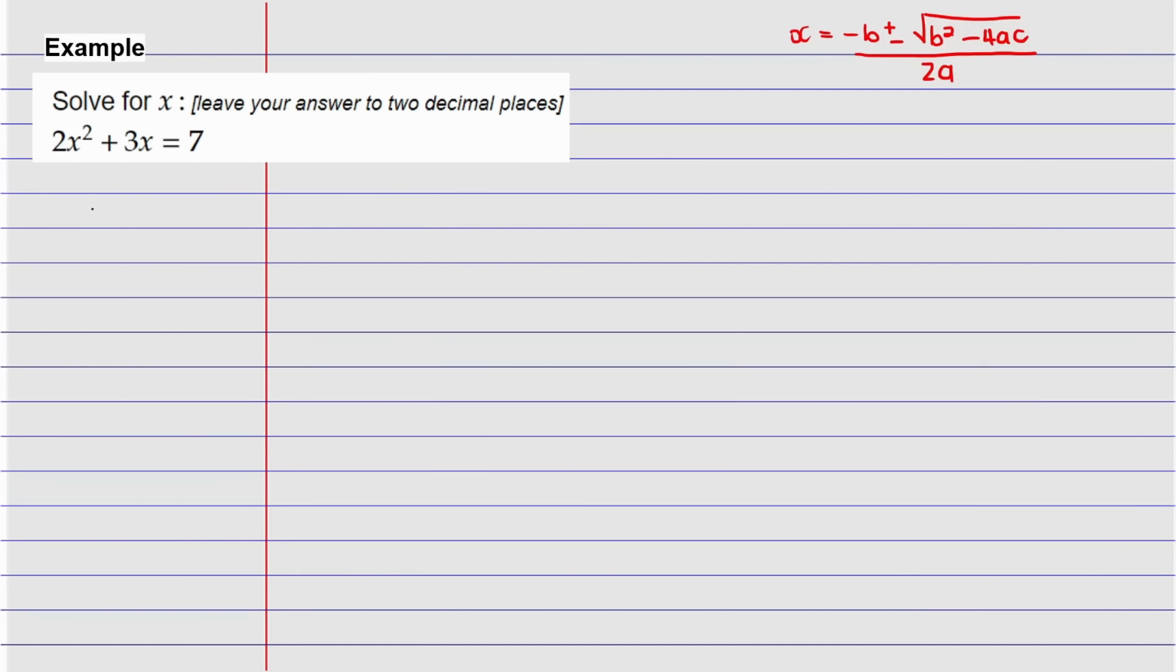Then the second thing is that you need to make sure that your equation is in the standard form. What is the standard form? It's ax squared plus bx plus c equals 0. So it needs to be in standard form first. So that's what we need to do.